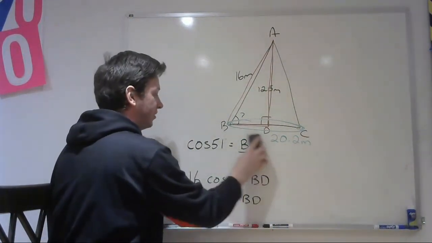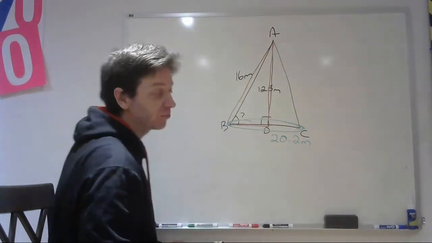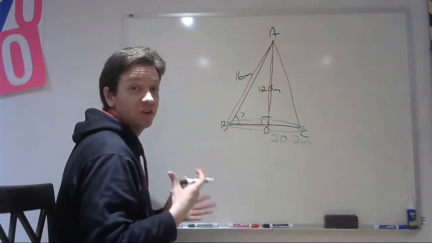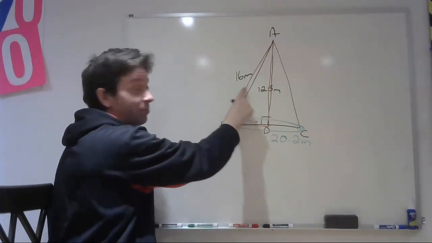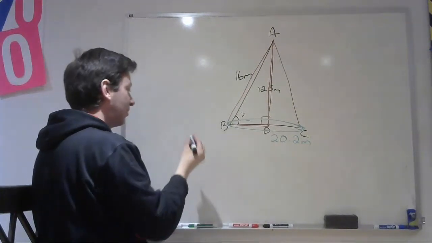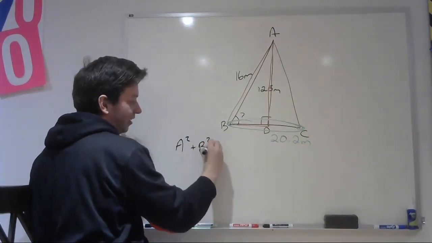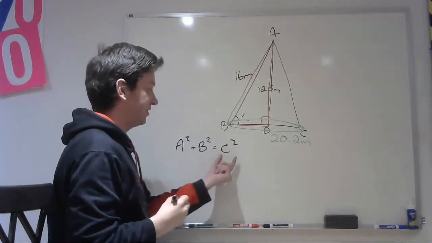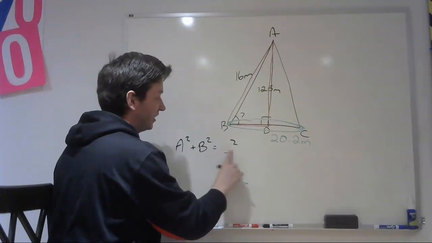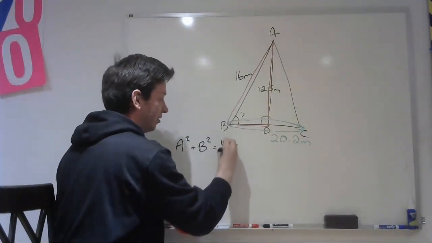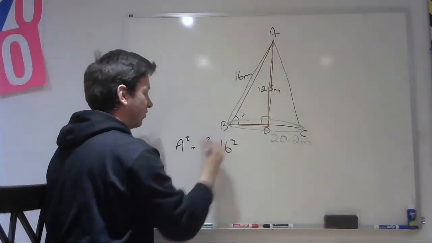But we can do this using Pythagorean theorem. Remember, Pythagorean theorem also only works on right angle triangles, as long as you know any two sides. In this case, we know the longest side, the hypotenuse, and this side. We usually write it as a squared plus b squared equals c squared, but we're not always solving for C. Remember, C is always the hypotenuse. So in this case, C has to be 16, and then you can choose either A or B to be our 12.5.